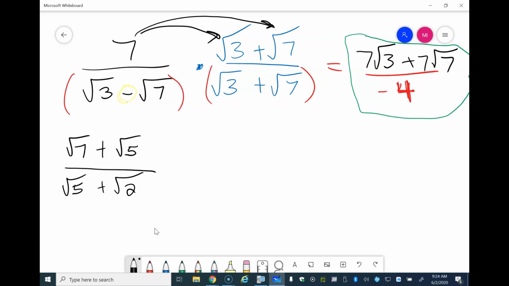Once again, we're going to rationalize the denominator, and we're going to do, again, what is called the conjugate. So again, we're going to write the same thing, but however, we're going to change this plus to a minus now. So square root of 5 minus the square root of 2, same thing on top.